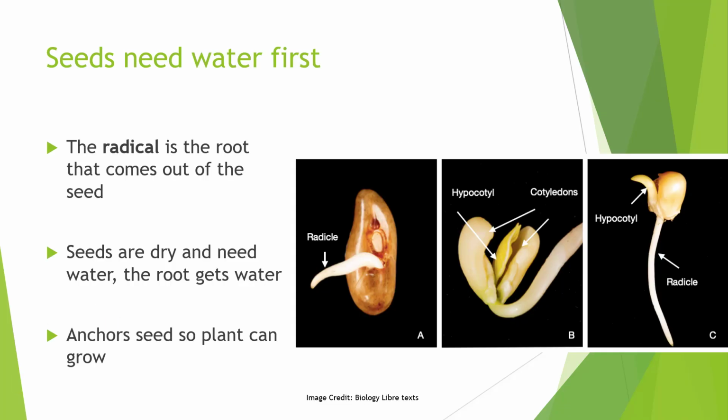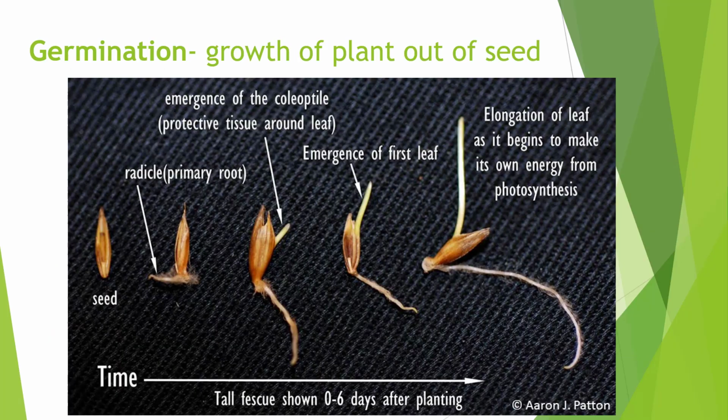Now, what happens first in germination? Well, you're going to need a radicle. And the radicle is the root that comes out of the seed. This is the first seed root, and that will come out before the first seed leaves. It's just not as useful for identifying them because there's always just, well, 1. And the radicle comes out because seeds are dry and they need water. Remember, roots get water. It also anchors the seeds so the plant can begin to grow.